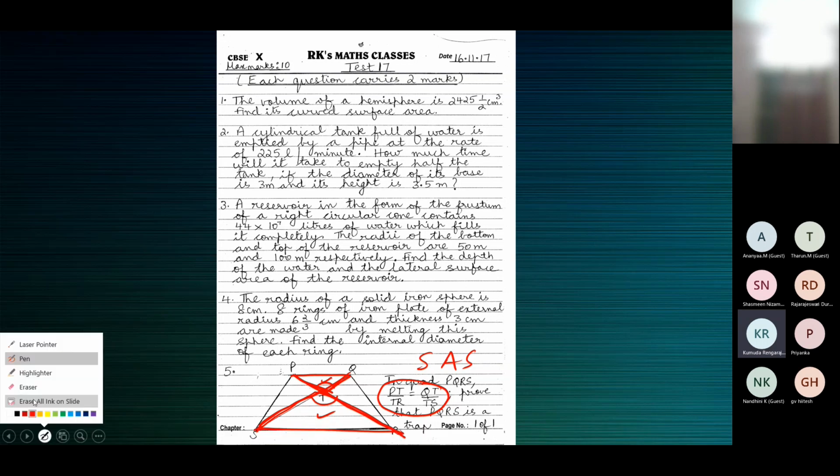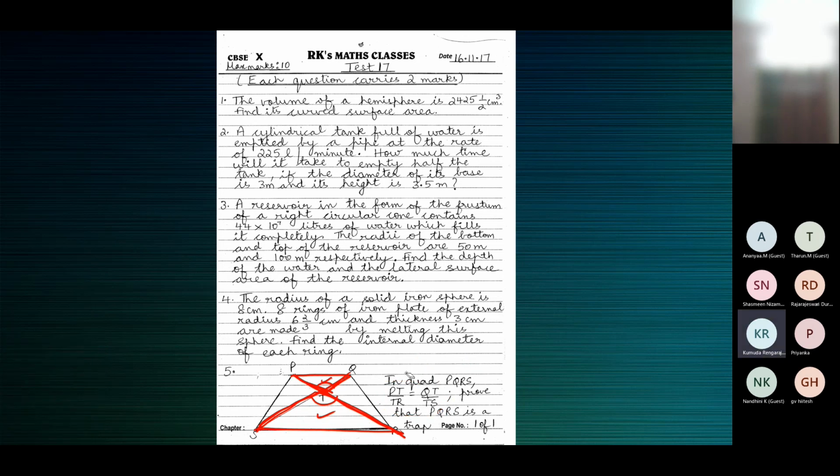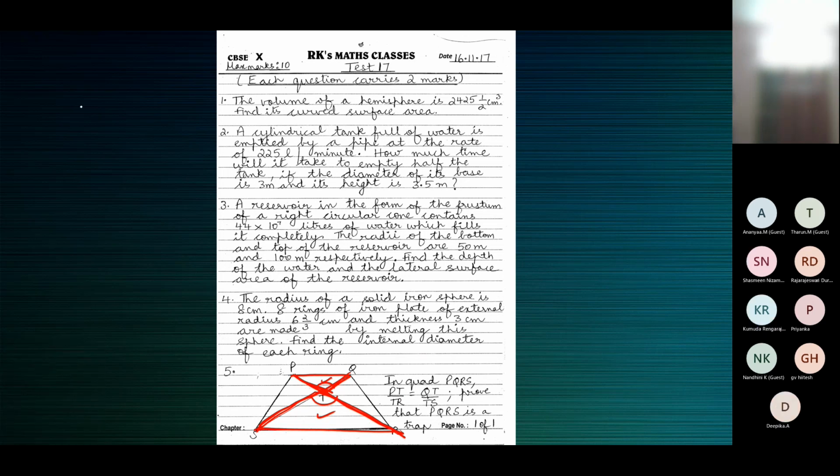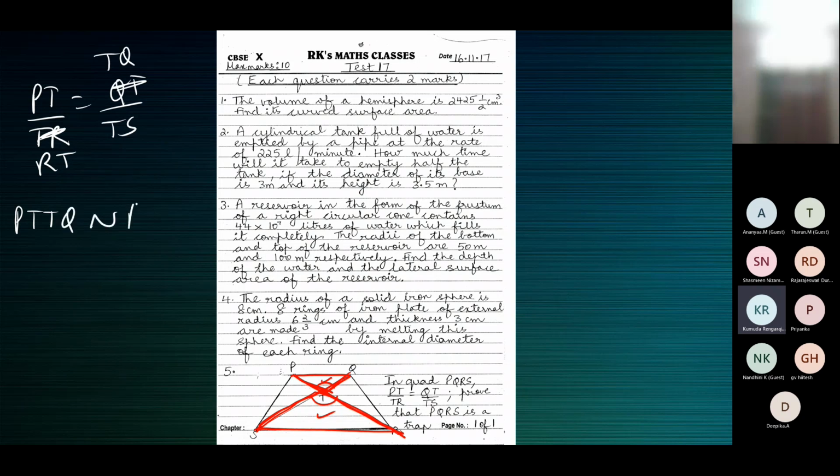Now, how do you write the correct order? How do you name the triangles? You can use this proportion itself. I've told you. Look at the proportion. Just use this proportion. PT by TR is equal to... So this is the first small triangle, PT and QT. So write this as TQ. Okay, PT, TQ. Write this one as RT. So you get PTTQ similar to RTTS. That means PTQ similar to RTS.